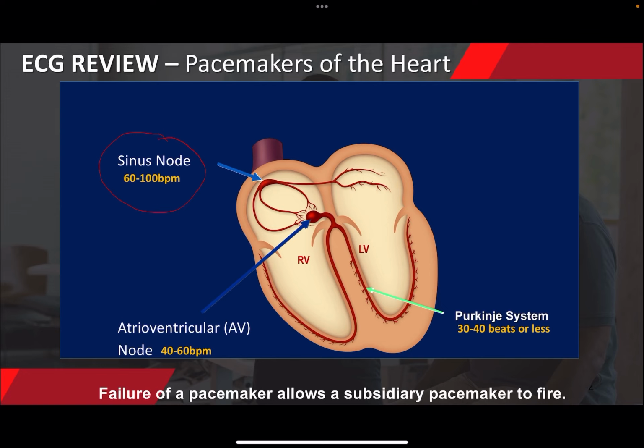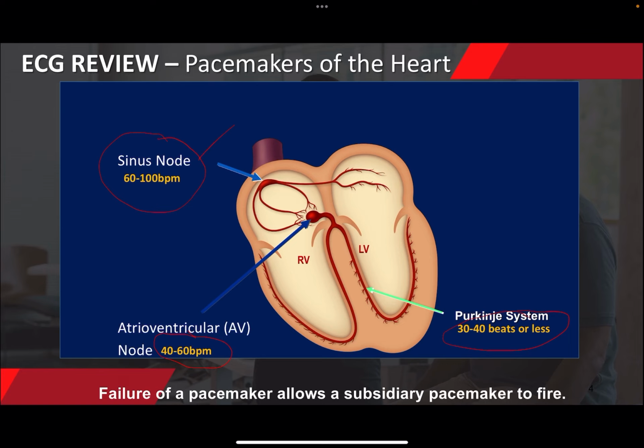The sinus node fires 60 to 100 beats per minute, the AV node 40 to 60, and the Purkinje system 30 to 40. You would notice that there is a delay. The sinus node fires faster than the AV node and then the Purkinje system. That's because your heart needs to maintain a process wherein the atrium should refill with blood first, and then it empties the blood to the ventricles and pumps it out.